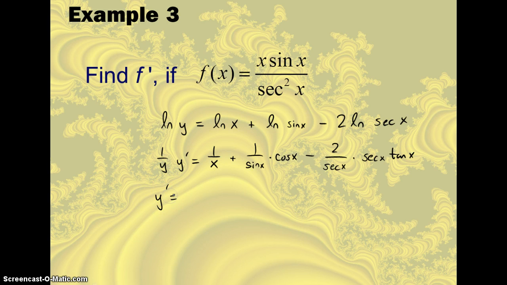And then I go for the big finish. y prime equals y times 1 over x plus cosine over sine. I could either write that as cosine over sine, or most of the pros don't like to leave trig in the denominator, so I could rewrite cosine over sine as cotan x. Over here, my secants will cross out, and I'll get minus 2 tan x. And that is my answer.